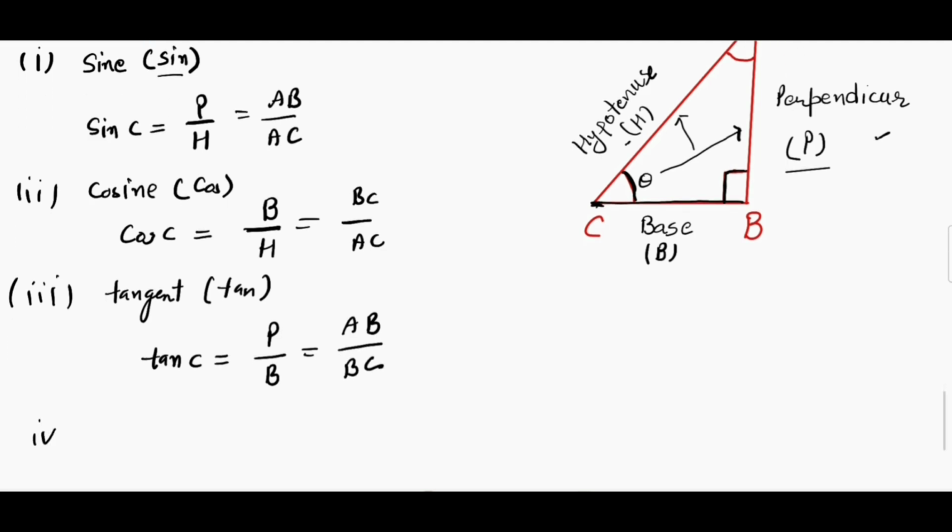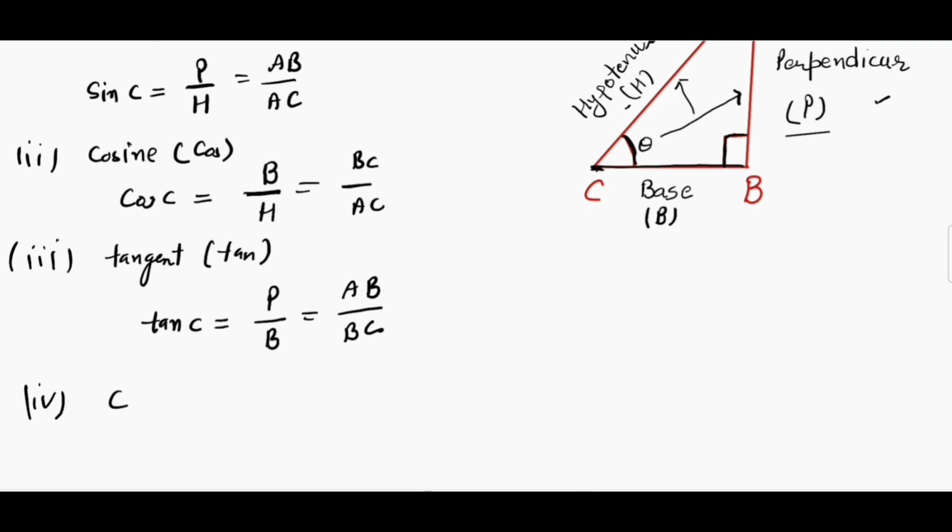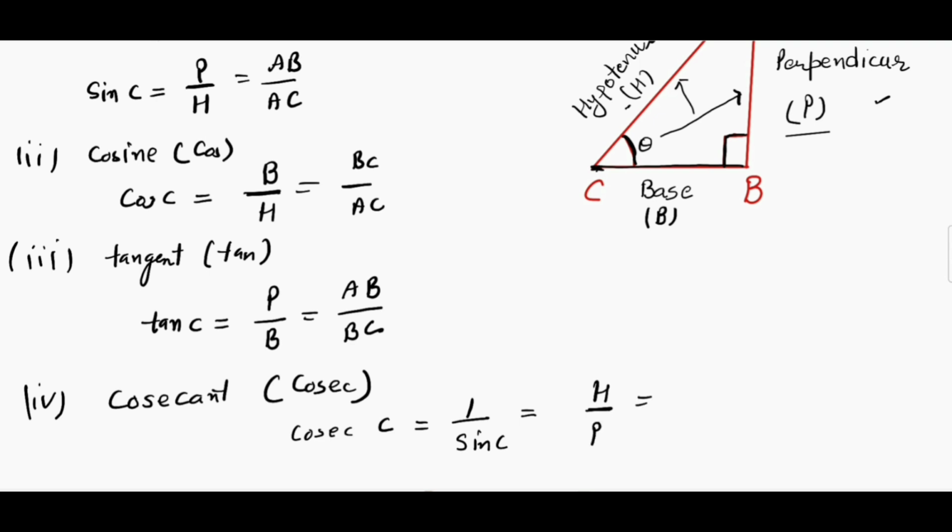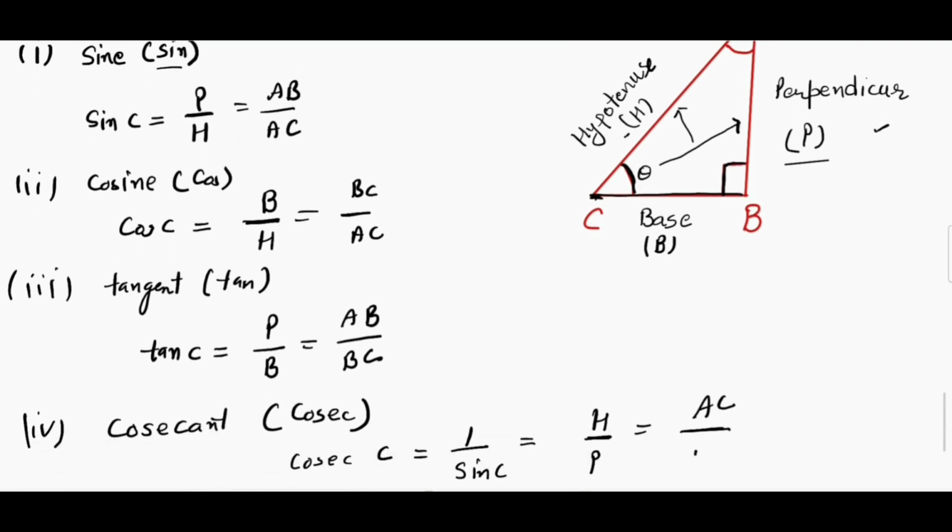The fourth trigonometric ratio is cosecant. We mostly represent it with cosec, and cosecant of angle C is equal to 1 divided by sine C, which is equal to hypotenuse divided by perpendicular. So hypotenuse is AC divided by perpendicular AB. So the cosecant C is a reciprocal of sine C.